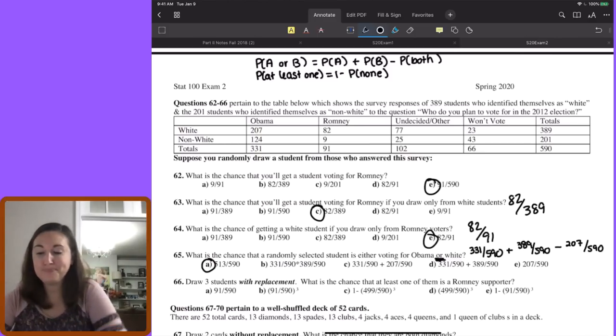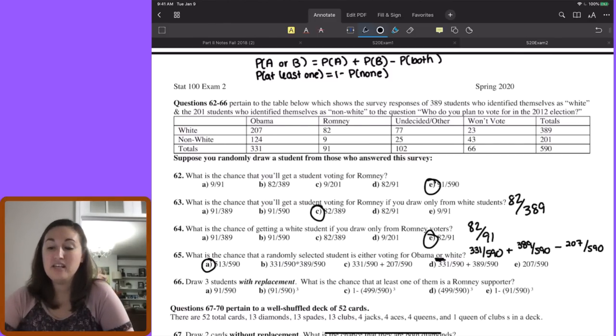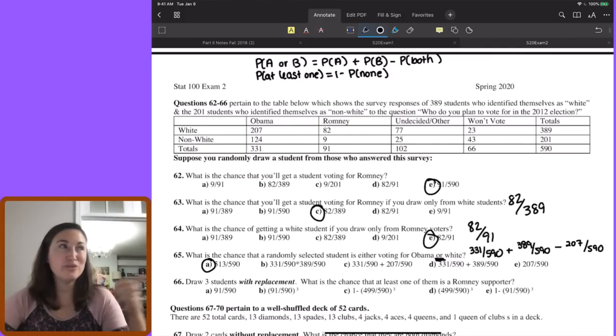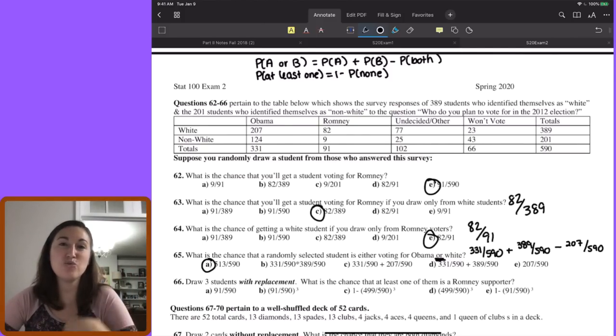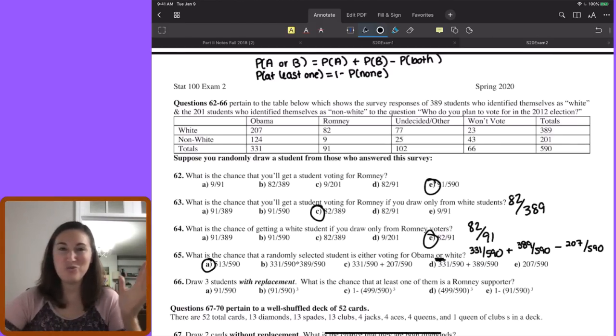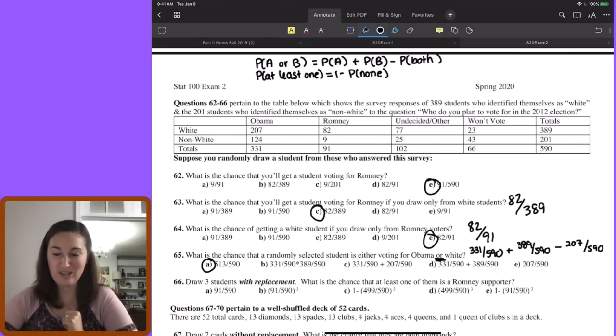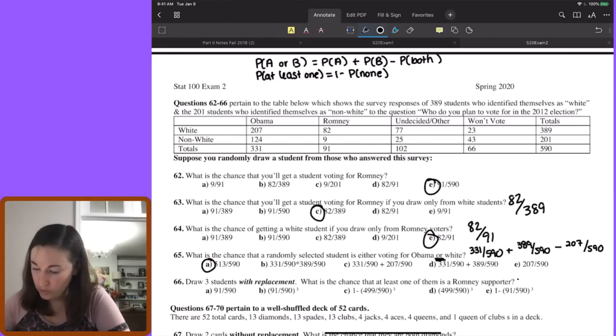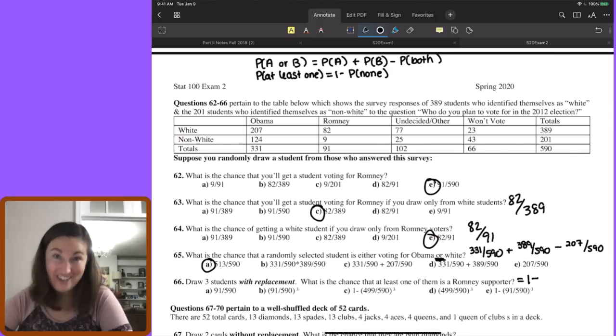The idea is that at least one is complicated, because with 3 students, at least one can be 1 student, 2 students, or 3 students. That's 3 separate probabilities. Instead, the only thing not included in at least one is none. So I'm going to do 1 minus that to get my answer a lot faster. So here my answer is going to be 1 minus the probability that none of them are Romney supporters.